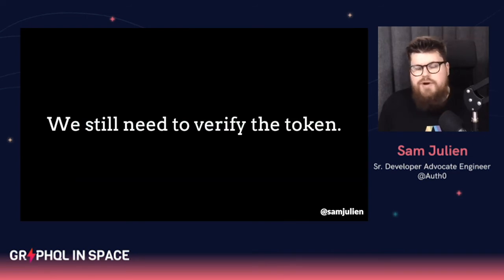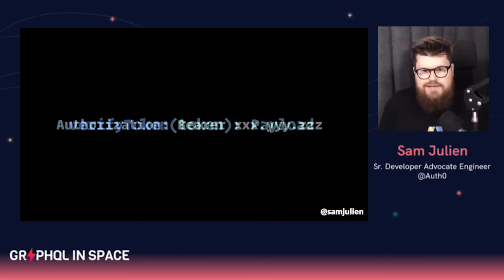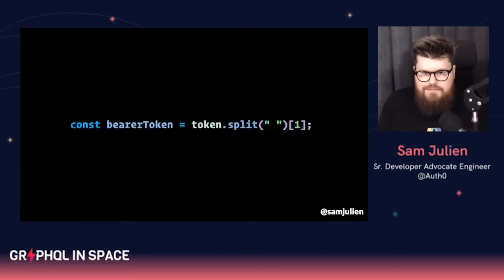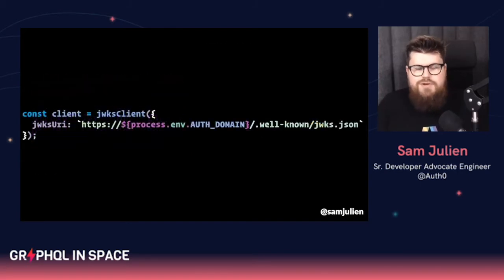So how do we do that? Well, we're going to make this function called verifyToken, and it's going to take in the token that is on the header, and it's going to return the payload to us. So remember, we've got this Bearer word in front of the token, so we need to separate those two out. We can just do that with a string split and grab just the token. We don't need the Bearer word. And that last part of the token is the signature, and this is what we need to verify. So to do that, there's actually a format called the JSON Web Key Set format. And this is a kind of public and private key encryption.